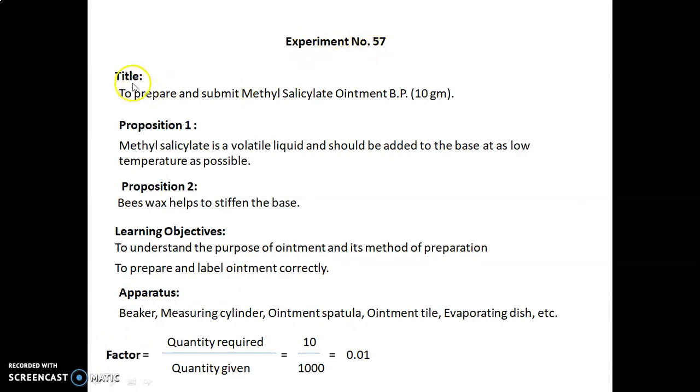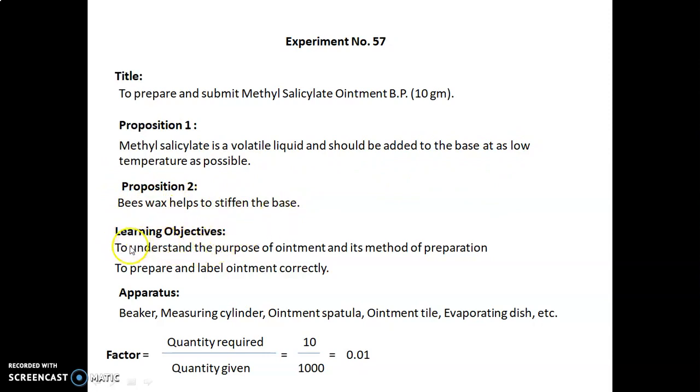Experiment number 57. The title of this experiment is to prepare and submit methyl salicylate ointment BP, that is British Pharmacopoeia, 10 gram. Proposition 1: methyl salicylate is a volatile liquid and should be added to the base at as low a temperature as possible. Proposition 2: beeswax helps to stiffen the base.